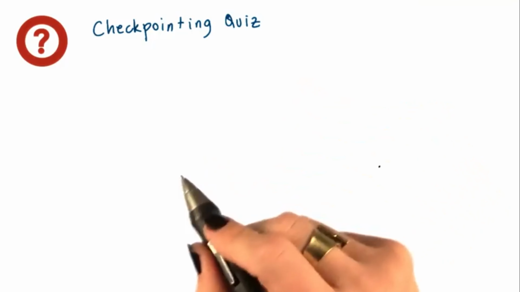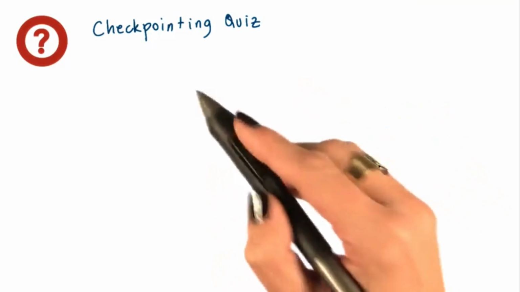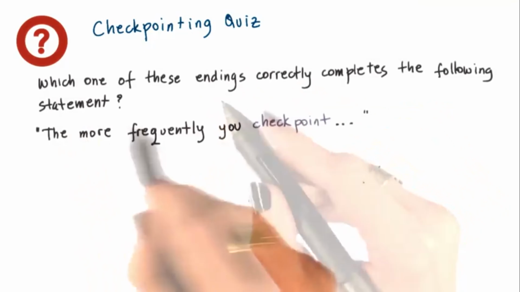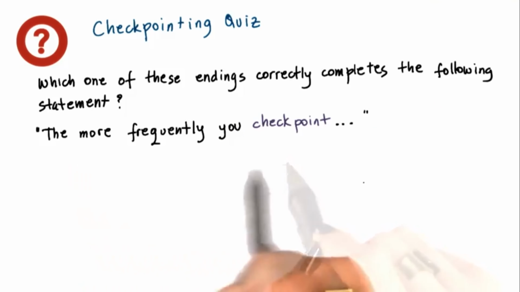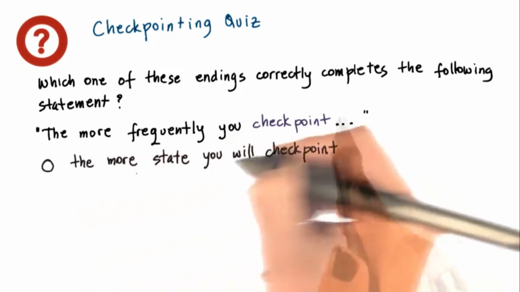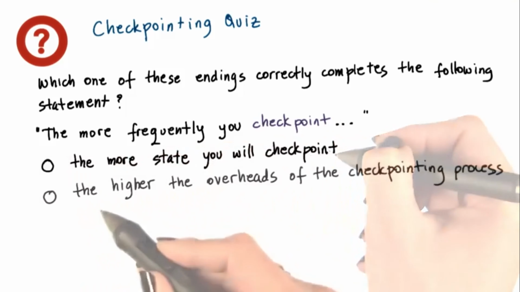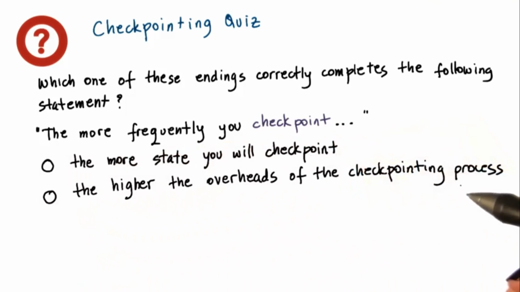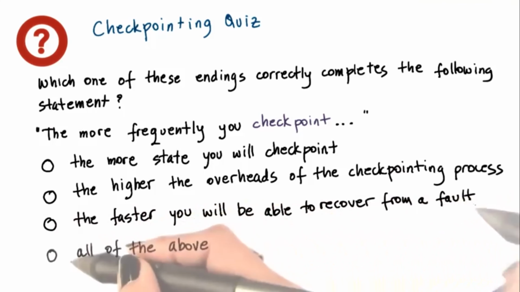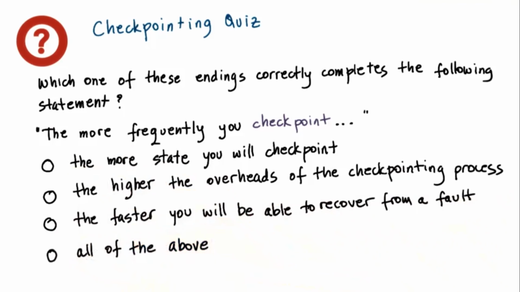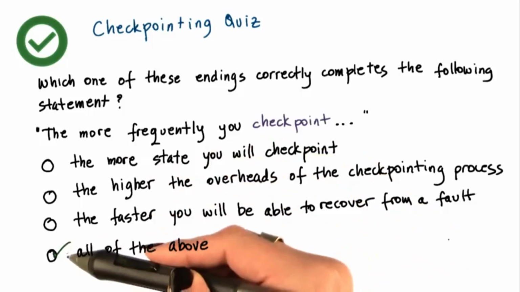And to wrap up our discussion about memory management, let's take a quiz about checkpointing. Which one of these endings correctly completes the following statement? The more frequently you checkpoint: the more state you will checkpoint, the higher the overheads of the checkpointing process, the faster you will be able to recover from a fault, or all of the above. The correct answer is all of the above.